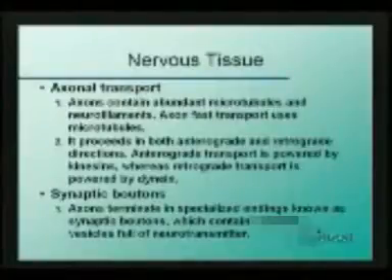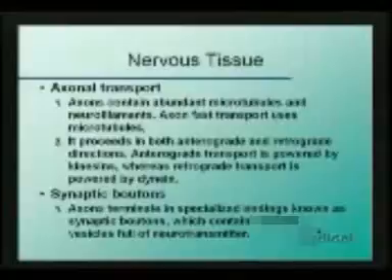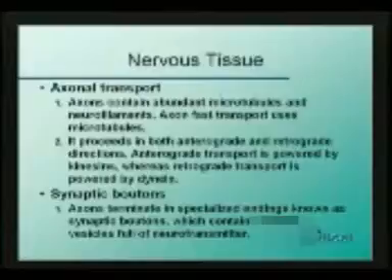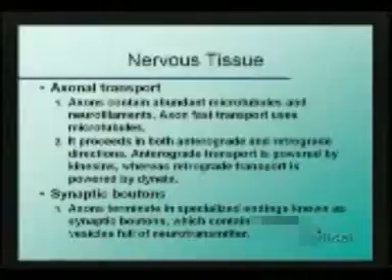So fast axonal transport is the mechanism most commonly used by neurotransmitters and or their precursors, and it has directionality to it. In fact, it's bidirectional. The direction by which neurotransmitters are transported from the cell body down the length of the axon to the axon terminal is known as anterograde axonal transport. This is an energy-requiring process that's powered by kinesin, an ATPase motor molecule.